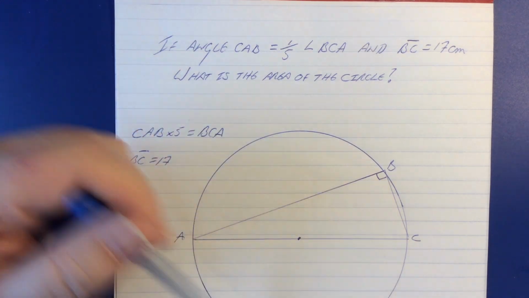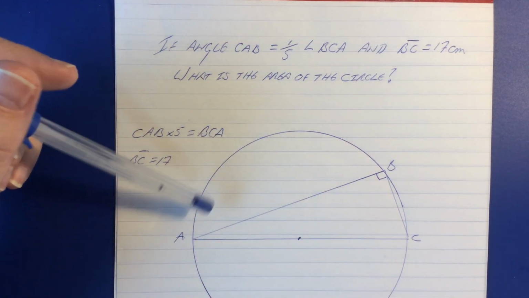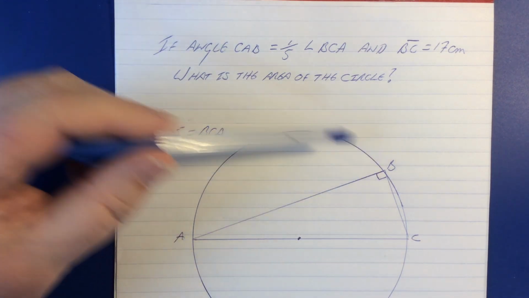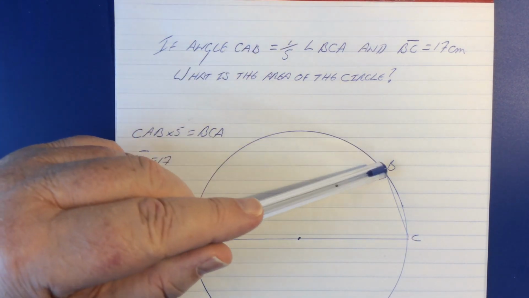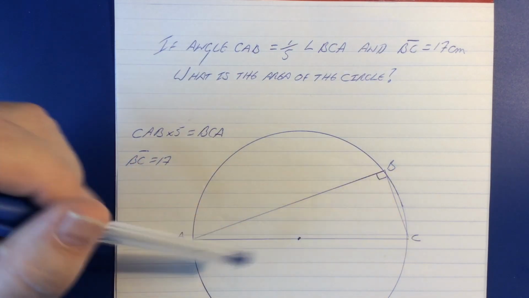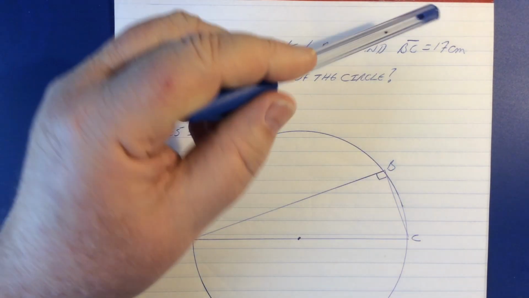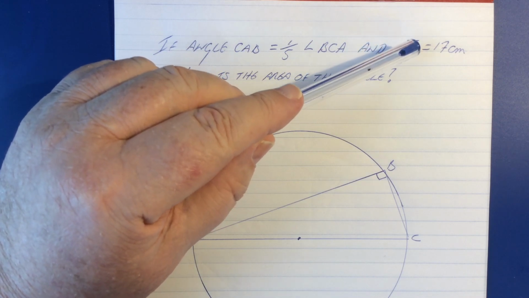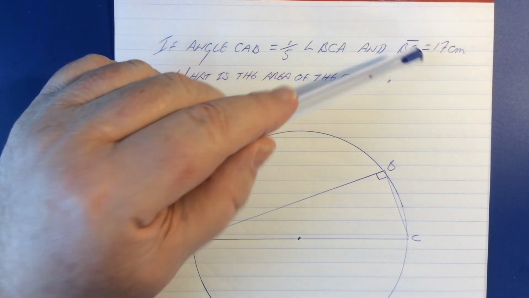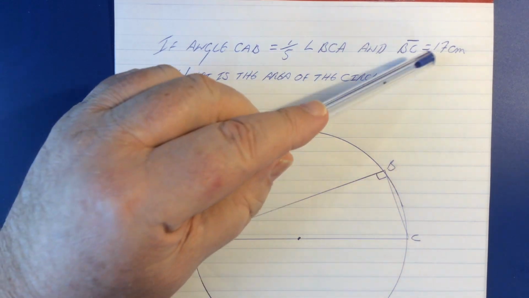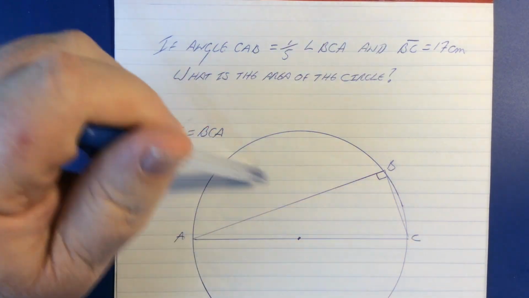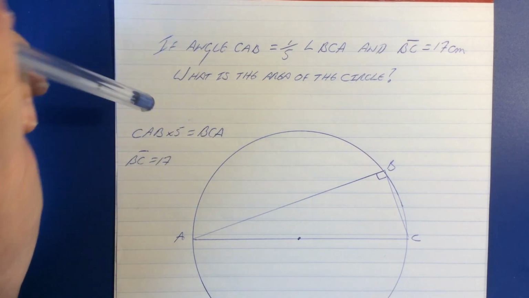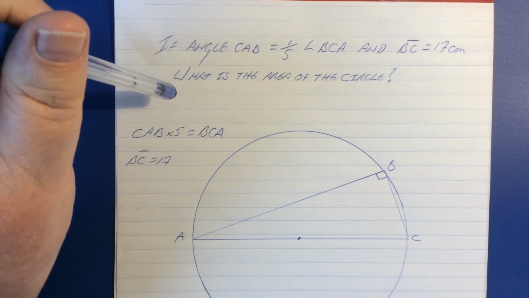Let's have a look at this circle. Now we're told that if angle CAB is 1/5 the size of angle BCA, and that chord, it's called a chord, BC, this line here, is 17 centimeters, we should be able to calculate the area of the circle because we've been asked to. Right, so let's get to work.